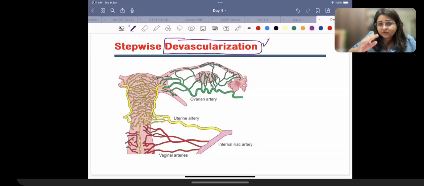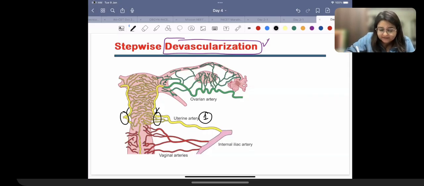How do you do that? You cut off the blood supply. So what is the blood supply of the uterus? The first thing we do, we do a bilateral uterine artery ligation. So the first vessel we ligate to stop the bleeding is bilateral uterine arteries.